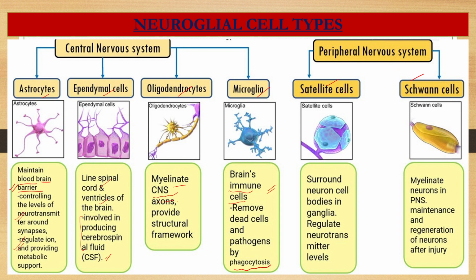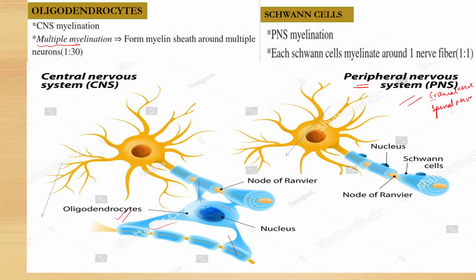And in the peripheral nervous system, there are satellite cells which surround the neuronal cell bodies in the ganglions, and they also regulate neurotransmitter levels, and they have multiple functions. Lastly, Schwann cells can myelinate neurons in the peripheral nervous system, and the second important role of the Schwann cell is maintenance and regeneration of neurons after injury. So after injury, regeneration of the neurons occurs through these Schwann cells. So I hope you can understand this topic.